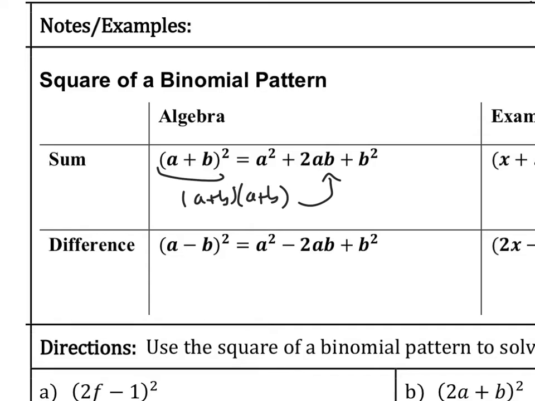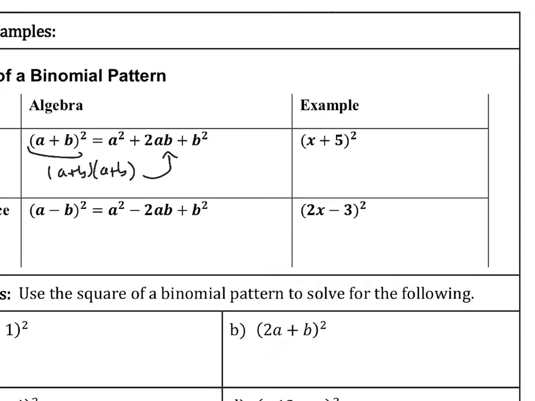That means we have the first thing squared, the second thing gets squared, and the middle term is going to be the product of the two, times 2. So if I want to find out what (x + 5) squared is, I'm going to do the first thing squared, that's x squared. Then we're going to do the last thing squared, that's 5 squared, 25.